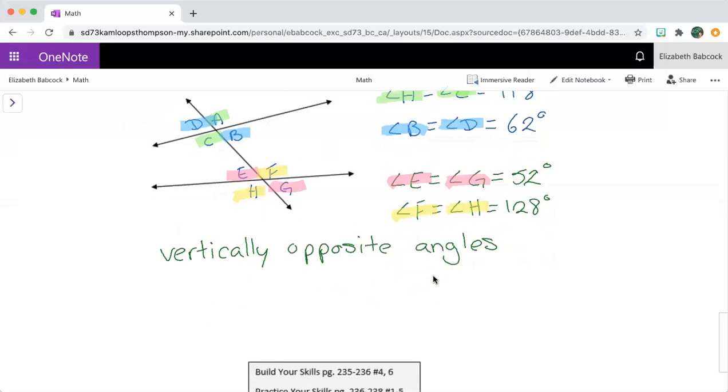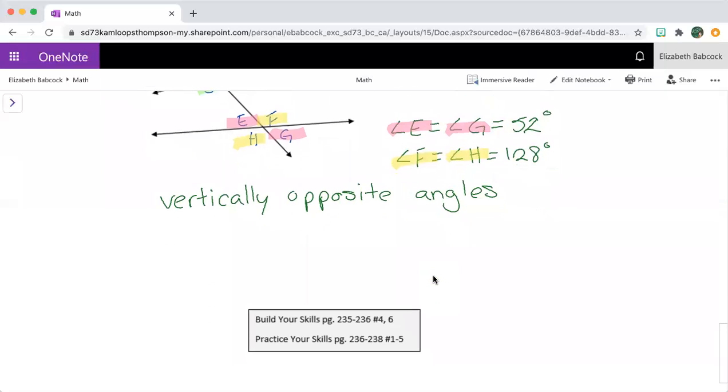So that is all for 5.3. You have Build Your Skills numbers 4 and 6 on page 235, 236. And then you have the Practice Your Skills on page 236 to 238, numbers 1 to 5. Let me know if you need help or if you feel like you need a little bit more practice with these questions before you move on to the Practice Your Skills.